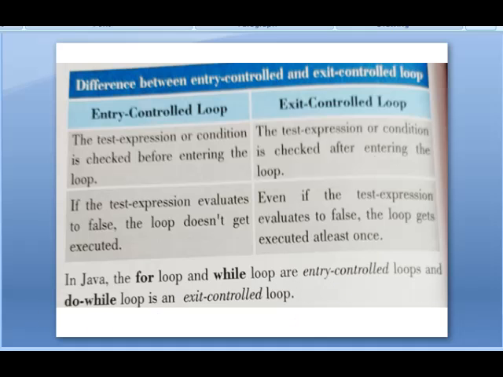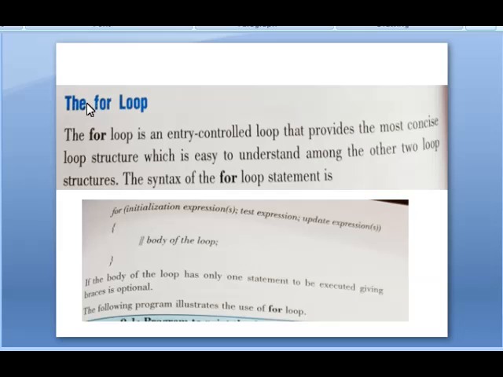exit control loop. First of all, we are going to see what is for loop. The for loop is an entry control loop that provides the most concise loop structure, which is easy to understand among the other two loop structures. The syntax of the for loop statement is for initial expression, test expression, and update expression. If the test condition is true, it will execute the body of the loop. If the body of the loop has only one statement to be executed, giving braces is optional.